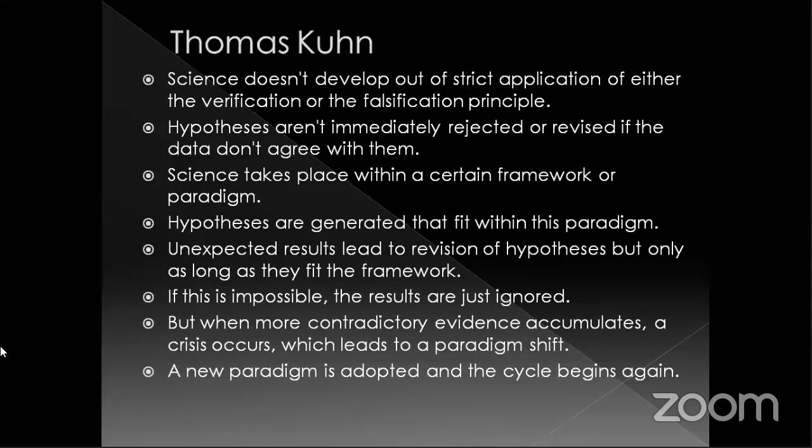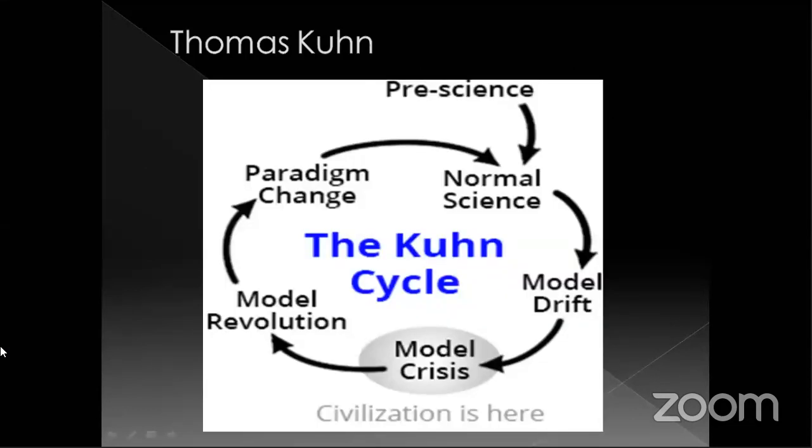So verification or falsification are not the only two criteria that scientists should base their work on; they should also consider the concept of paradigm by Thomas Kuhn. Here you are: the pre-science, then we have normal science, then the model drift, then the model crisis, as I said. Drift is actually the accumulation of different results. Then we have crisis. Then the resolution comes with the paradigm change and normal science comes back. This cycle will continue. This is the Kuhn cycle.